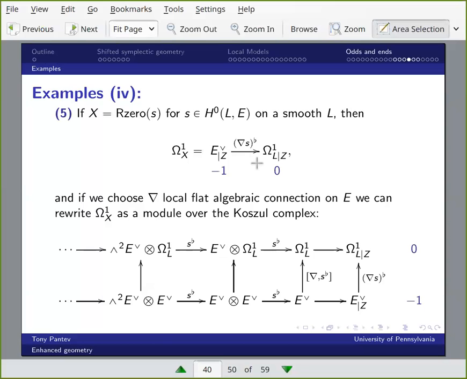And if you choose your connection, really choose your connection locally, you can resolve this two-term complex by a double complex, which is really the analog of the Koszul complex that gives you the function theory on the zero locus of the section. You can use this to understand two forms.